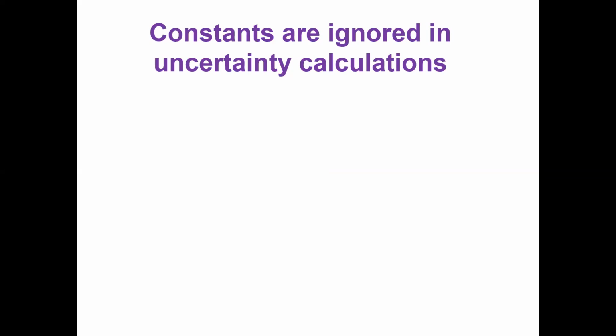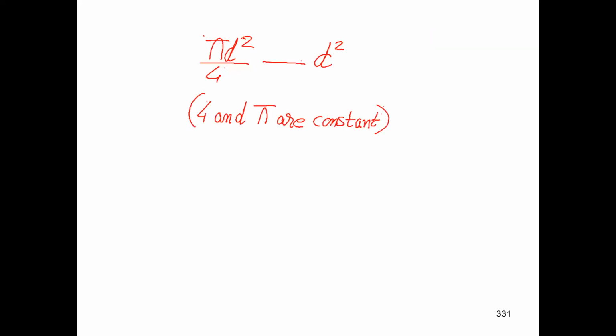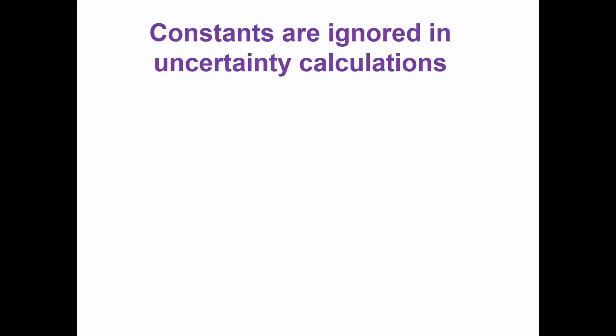Constants are ignored in uncertainty calculation. This is very simple, but normally people take time to understand that uncertainty is a feature of a variable. When you say x is equal to 2, when it is a constant, it cannot have any uncertainty. Until you get it in a number, uncertainty can be found, but once it is in a number form, uncertainty goes out. So when you are calculating pi d square upon 4, 4 and pi are constants, they should be ignored.